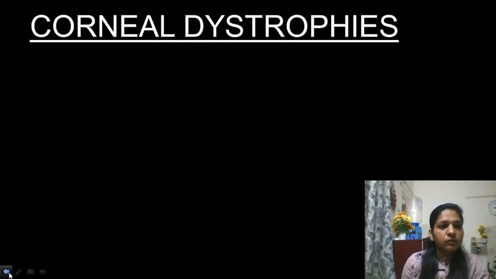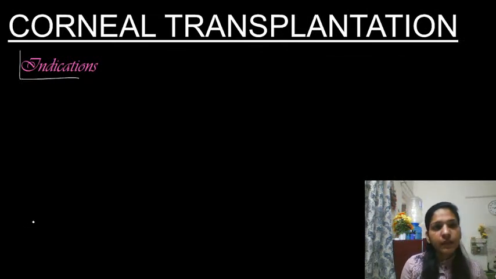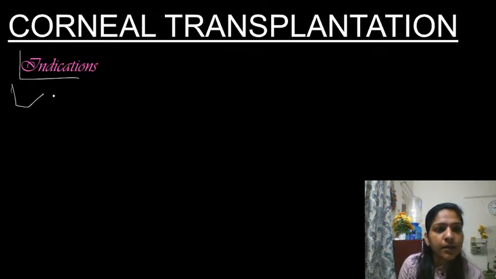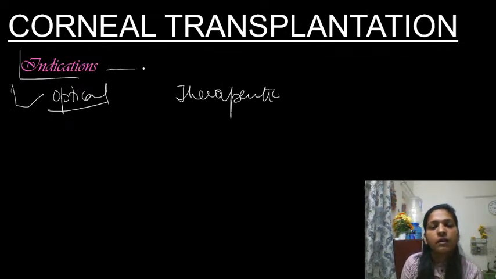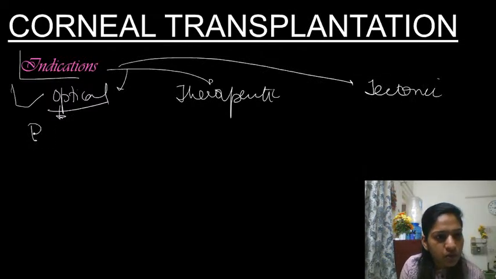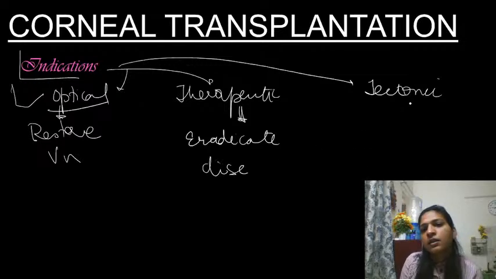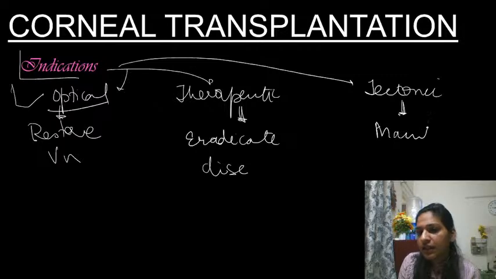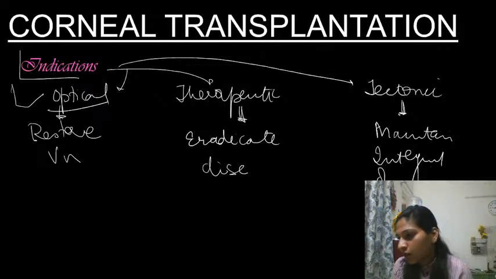So what are the indications of corneal transplantation? Can anyone just tell me the indications? Anyone? This is optical, therapeutic indication, optical indication, or tectonic indication. So optical is used to restore the vision. Main motive is to restore the vision, and therapeutic main aim is to eradicate the disease process. And tectonic is to maintain the integrity of the cornea.